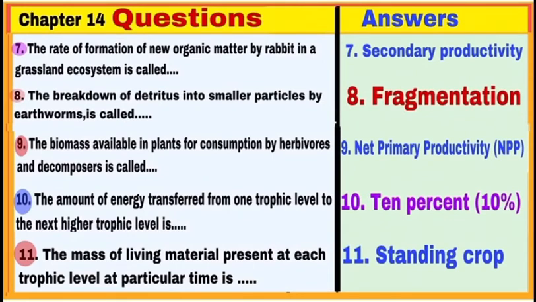Question number 7 to question number 11, learn 10% law. That is, only 10% of the energy of one trophic level is available to the next higher trophic level. Rest is either used up by the organism of that trophic level or some may be lost as heat into the environment. Question number 10 is based on this 10% law.